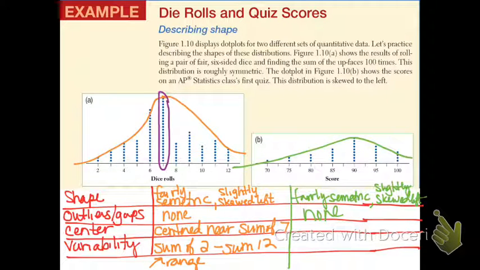The center, it looks like most of the data is somewhere around a 90% on their test. And variability, the scores range from 70% to a 100%.